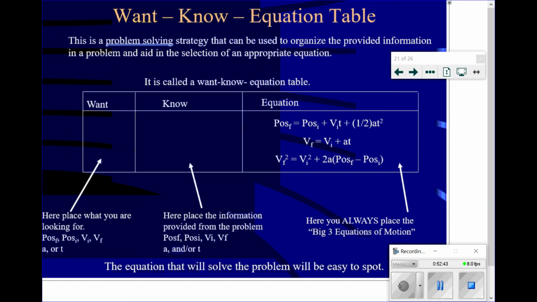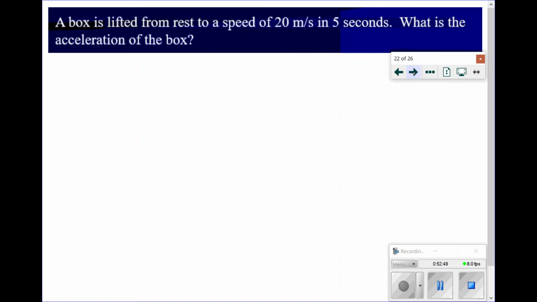Personally, though, I just use the want-know-equation table if I need to, because it does make my life a little bit easier. So, for example, let's say I have a scenario where I have a box that's being lifted from rest to a speed of 20 meters per second in 5 seconds, and I want to find the acceleration of the box. Now, the term from rest means the velocity is 0.